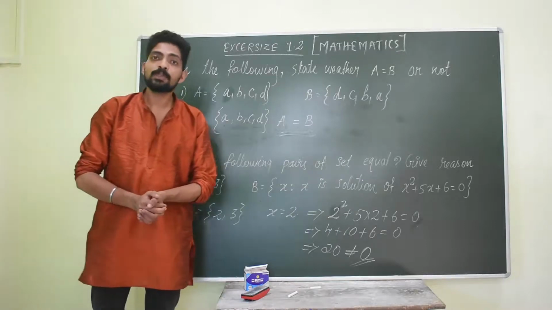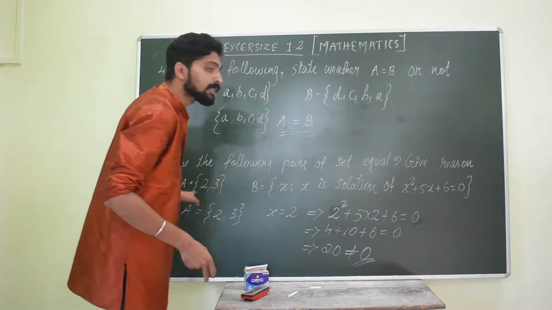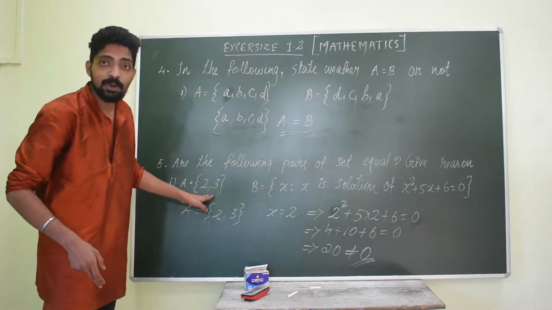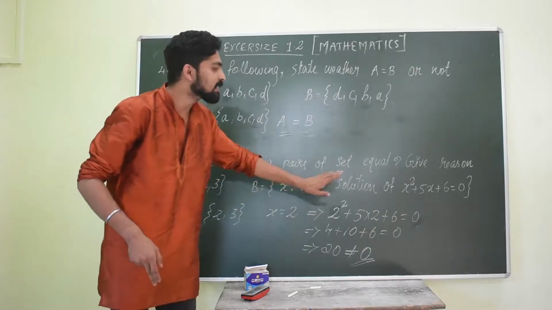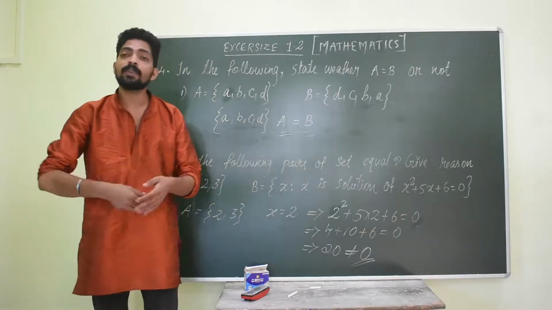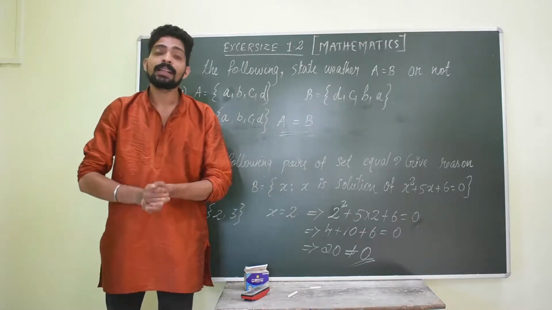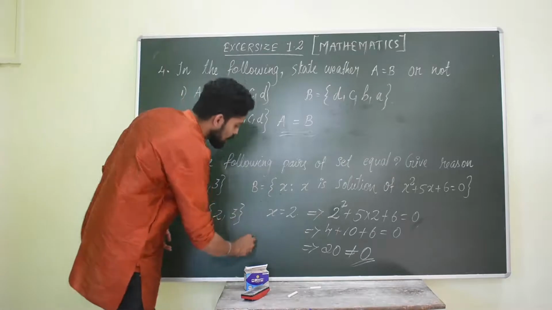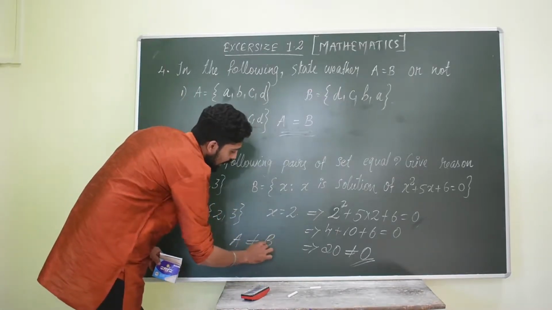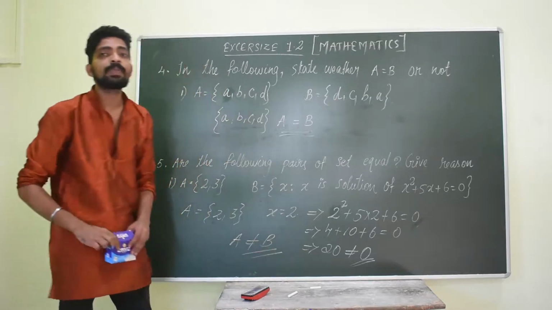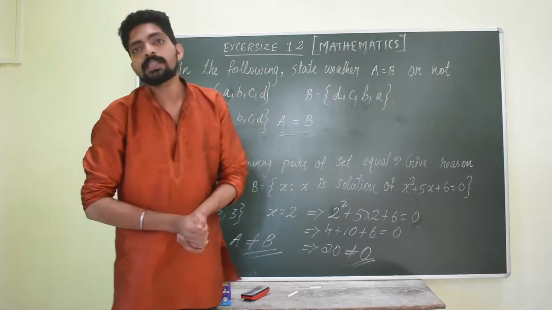For that we can say the first question, set A is equal to {2, 3}, B is equal to the set of x such that x is a solution of x square plus 5x plus 6. A and B are not equal sets, right? The final answer we can say is that A and B are not equal, right? This is the final answer for this one. I'm feeling that all my students understand this one.